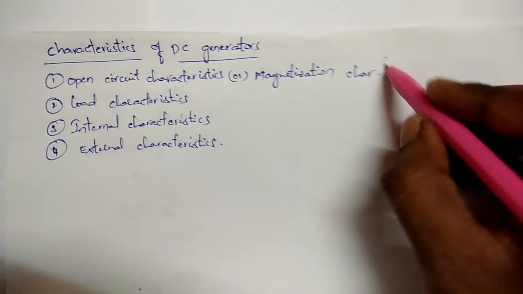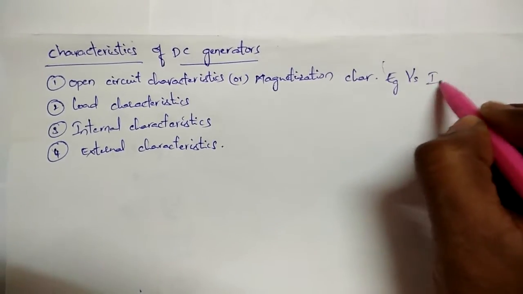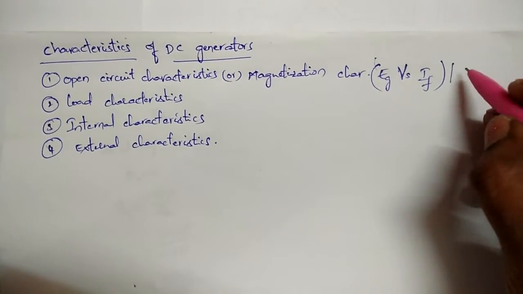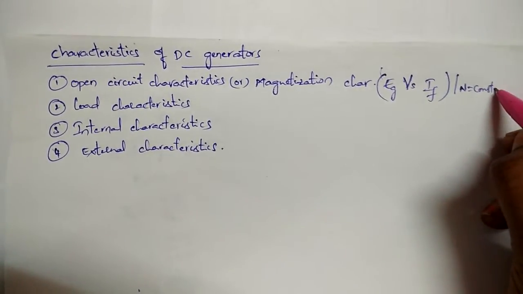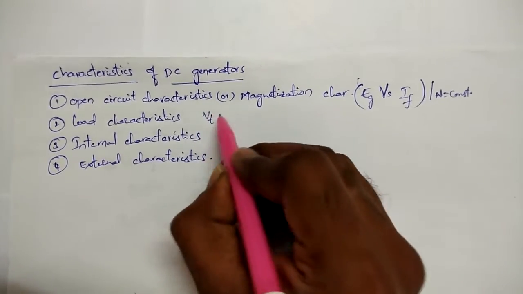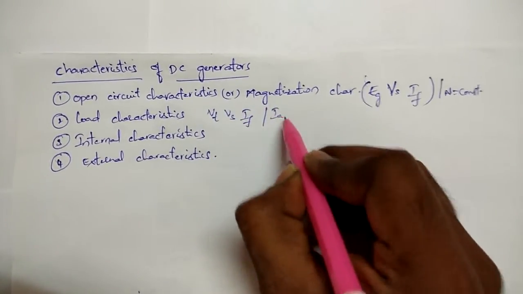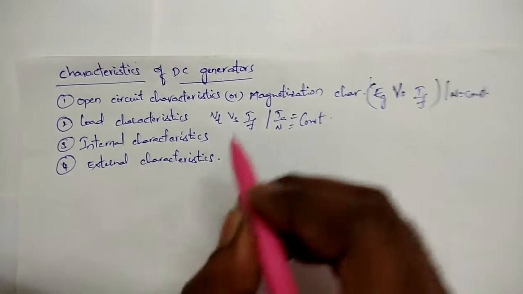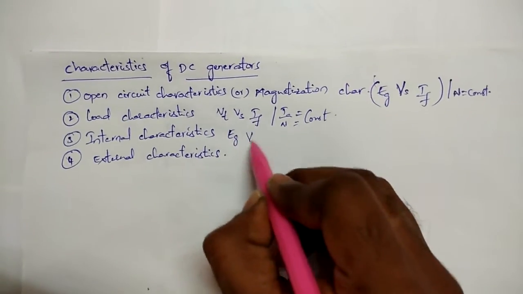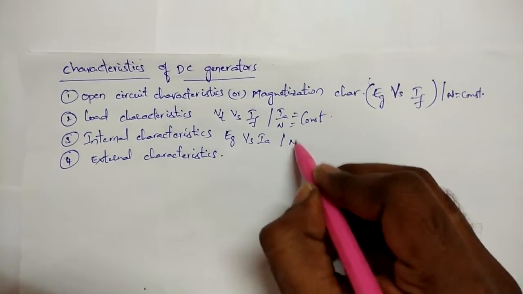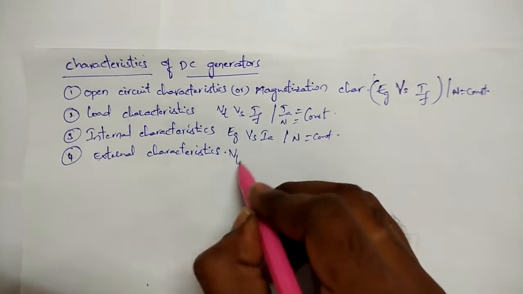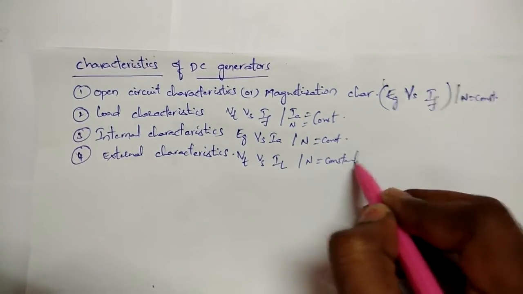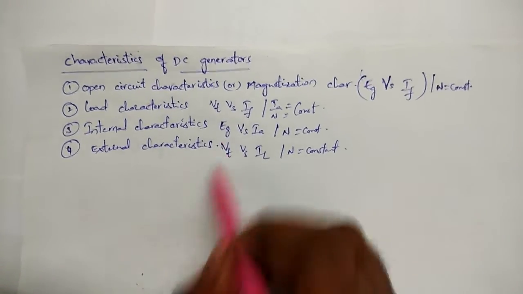Open circuit characteristics are drawn between EG versus IF, that is, generated voltage versus field current at constant speed. Load characteristics are drawn between VT versus IF at IA and N both constant. IA is constant and N is also constant. Internal characteristics are drawn between EG versus IA at constant speed. External characteristics are drawn between VT versus IL at constant speed. VT versus IL is the external characteristics.